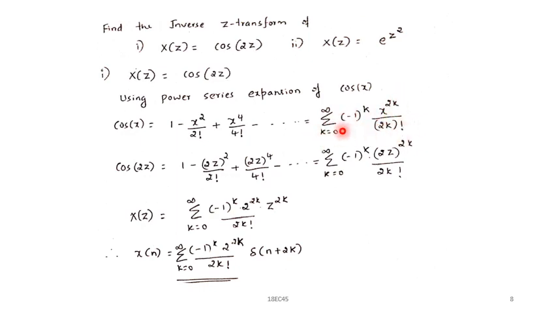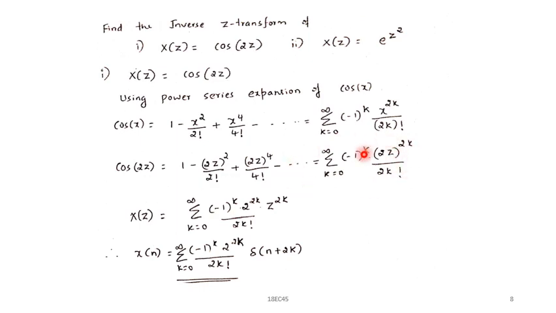I have written k here because I am obtaining x of n. To avoid confusion, I write in terms of k. The summation variable I used is k instead of n. Now instead of x, I will substitute 2z here. This cos 2z is 1 minus 2z whole square divided by 2 factorial plus 2z to the power 4 by 4 factorial and so on. Therefore, this can be written as summation k from 0 to infinity, minus 1 to the power k, 2z to the power 2k divided by 2k factorial.